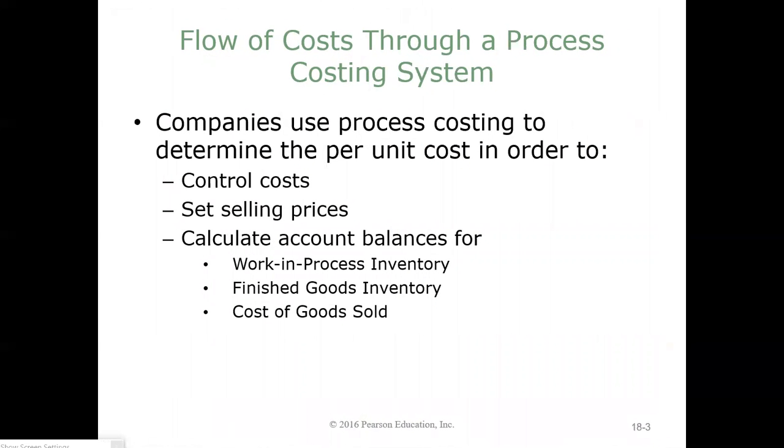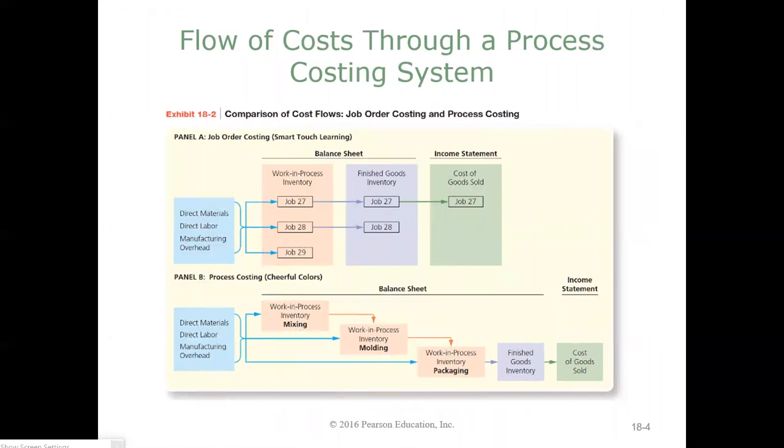All right. We have the same basic concept. In other words, we're using it for the same ideas: control costs, set selling prices, and we're still going to use the same inventory accounts, work in process, finished goods, raw materials as well, and then cost of goods sold. But this process will help us calculate our balances for each of those: work in process, finished goods, and then cost of goods sold.